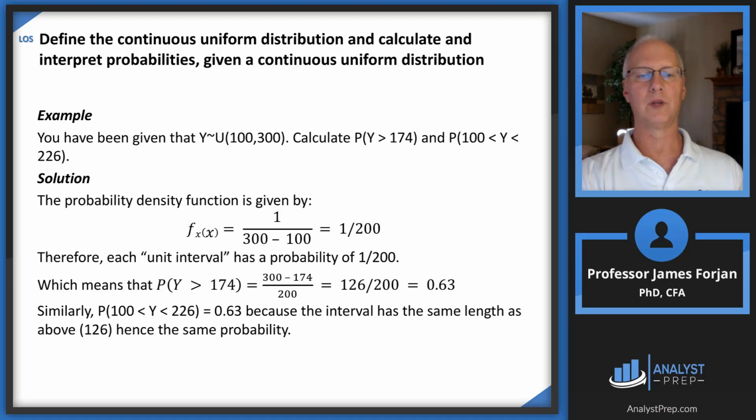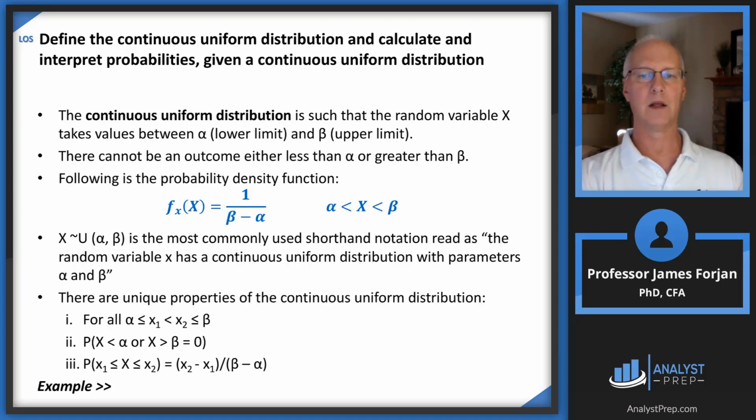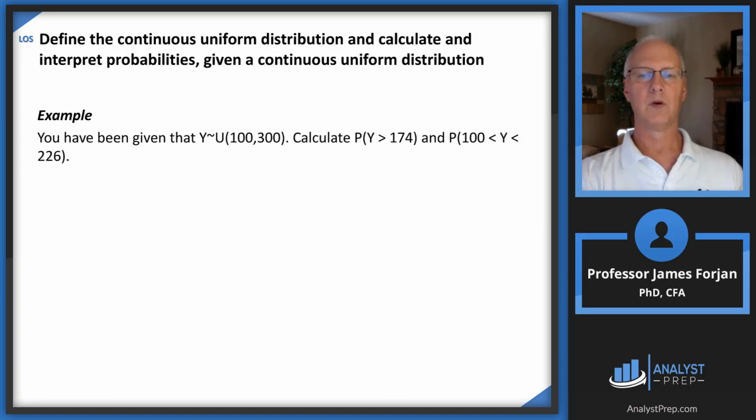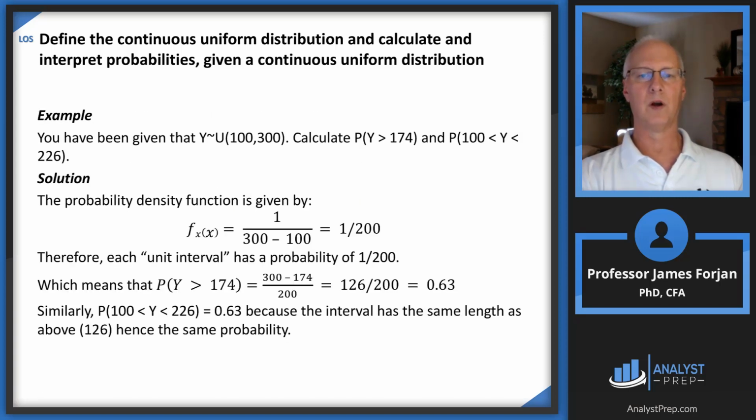And all we're going to do is get out that formula that we had earlier. Let me swing back. There it is in blue. So we're going to use that formula. So we have 1 over 300 minus 100. So each unit interval in this continuous uniform distribution has a probability of 1 over 200, which means that the probability that y is greater than 174.